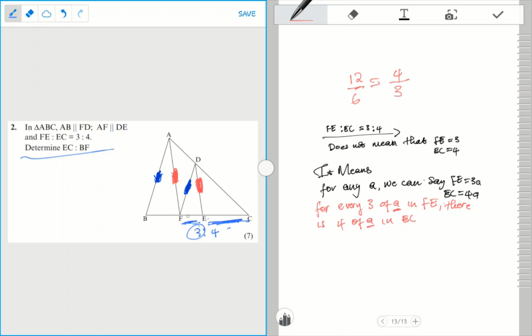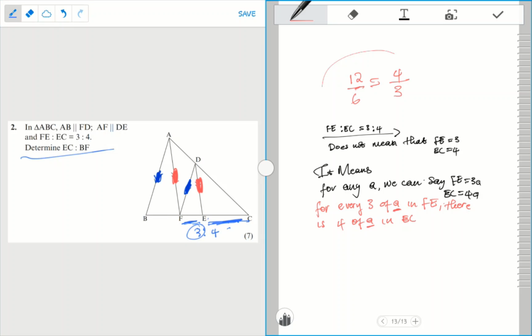So in this case we really don't know the distance between FE, what is it? It can be 10 over, for example, 20. We can rewrite this as 1 over 2. So that's what we're trying to mean, that it does not mean that FE is equals to 12. So you should take note of that, because most of the time you're going to be using the ratios.